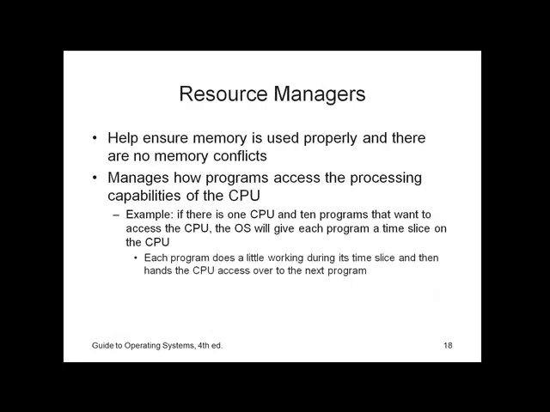A resource manager helps us ensure that memory is properly used and that there are no memory conflicts. It also manages how programs access the processing capabilities of the CPU. An example of which would be if there's one CPU and 10 programs that want to access that CPU, the operating system will give each program a time slice in the CPU and manage that time slice. Each program does a little work during that time slice, and then it has to hand that CPU access back over to the next program.